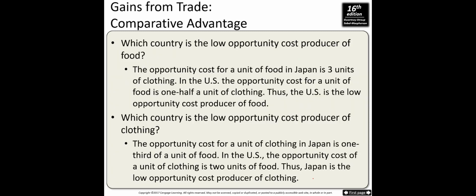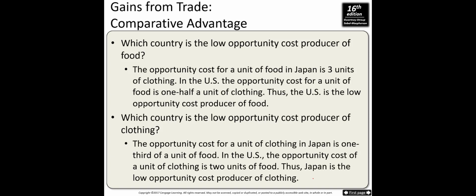So we can see the summary here. Which country is the low opportunity cost producer of food? The opportunity cost for a unit of food in Japan is 3 units of clothing. In the US, the opportunity cost for a unit of food is 1/2 a unit of clothing, as I showed you in the previous slide. Thus, the US is the low opportunity cost producer of food.